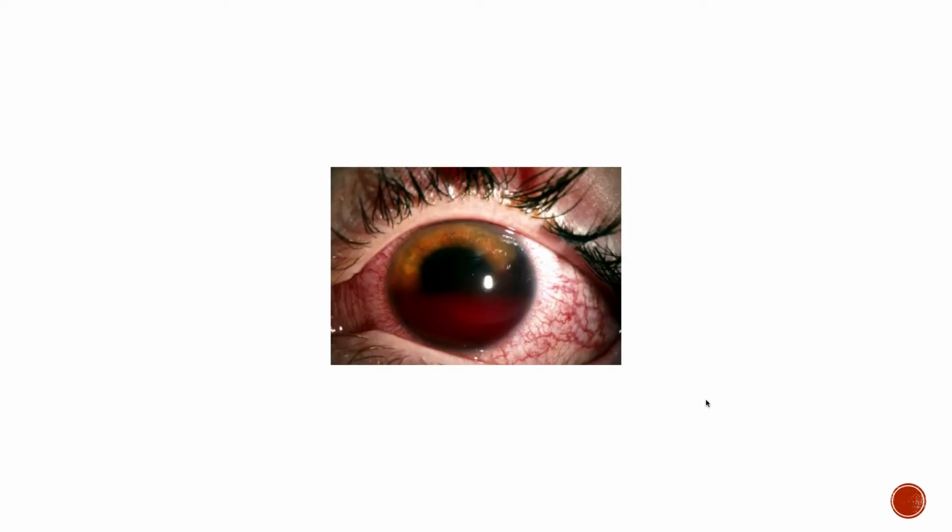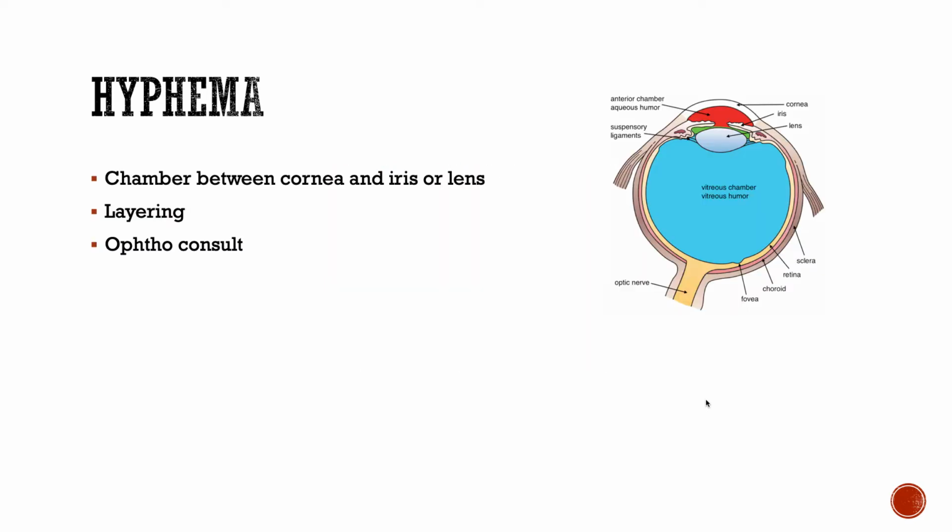Okay, this is what you see on exam. Kiddo comes in, there's an eye injury. Yep, perfect. Hyphema. With blunt trauma, you have bleeding in the anterior chamber of the eye, and you can see layering, which typically starts from the bottom up. So you could see inferior layering.